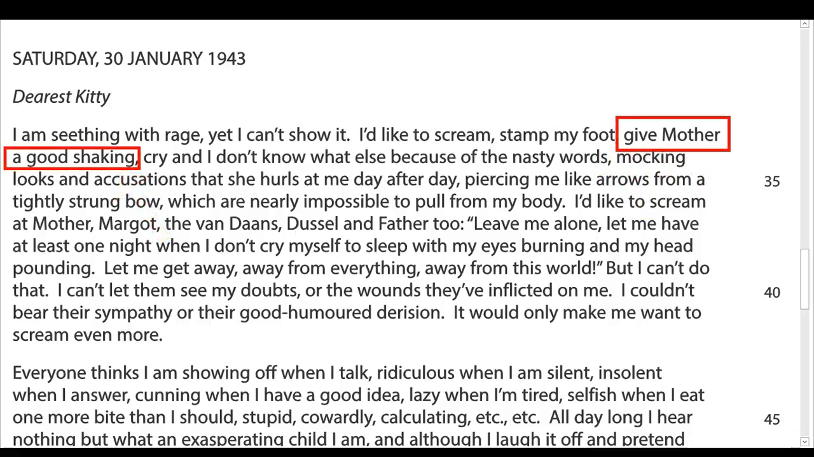"Give mother a good shaking." So, and then if we scan back, "I'm seething with rage," and she wants to give mother a good shaking, so she's angry at her mother. So let's go on and see if we can work out why.